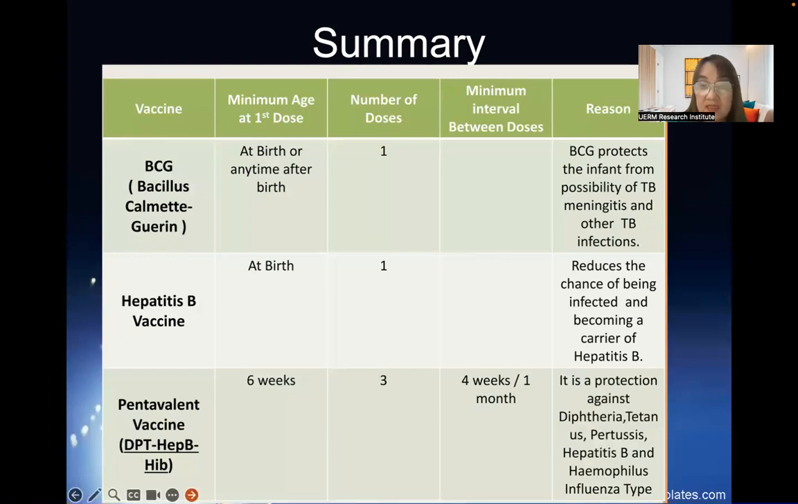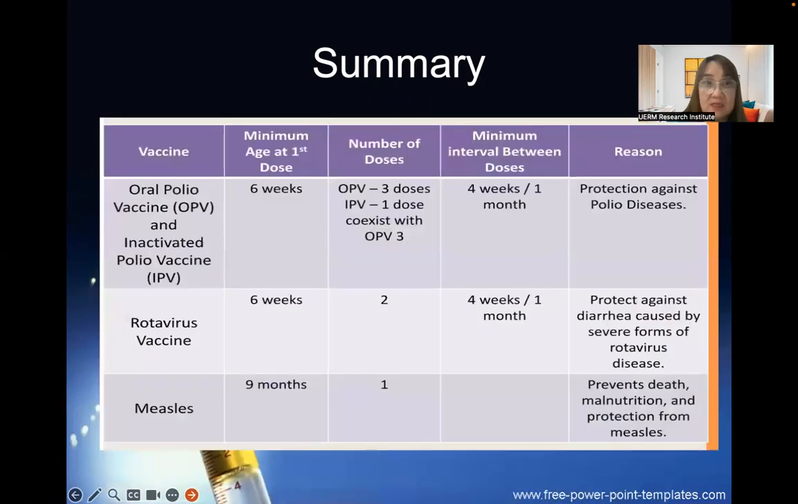So it protects against the diseases. The oral polio vaccine, or the OPV, and the inactivated polio vaccine, the minimum age for the first dose is 6 weeks. The number of doses are OPV 3 doses, IPV 1 dose, and the minimum interval between doses is 4 weeks or 1 month. So it protects against polio diseases.